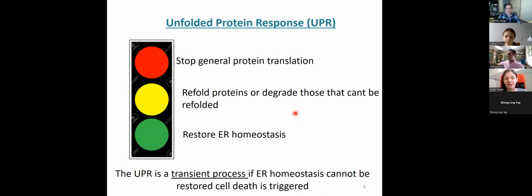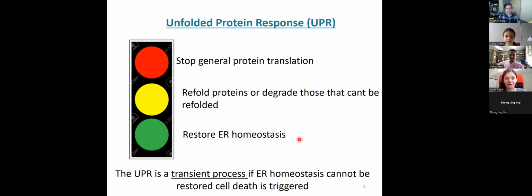Alongside this, we get an increase in the expression of genes encoding ER chaperone proteins and components of the ER-associated degradation machinery. And the idea here is that we refold those proteins that can be refolded, but those that are damaged beyond repair are retrotranslocated out of the ER, and then they're tagged for degradation via the proteasome. And if these two go to plan, we should get the green light again, and ER homeostasis should be restored.